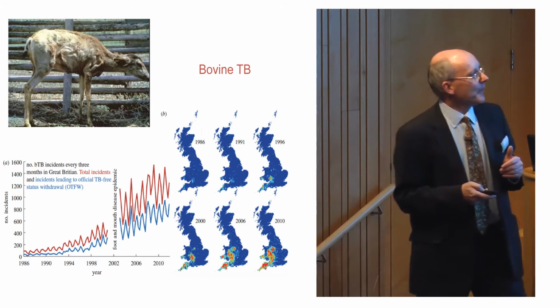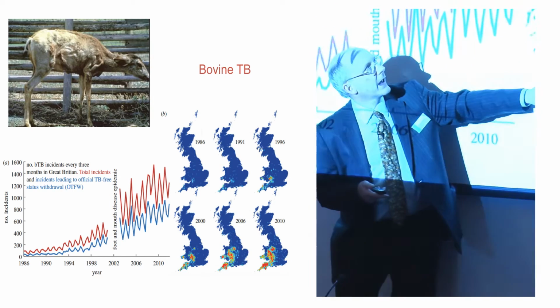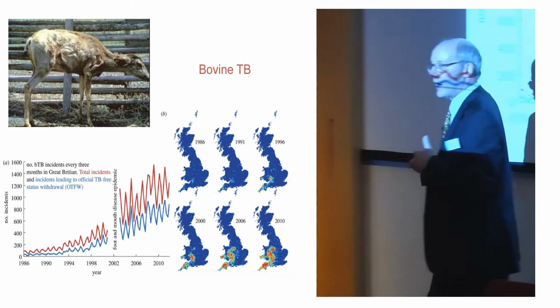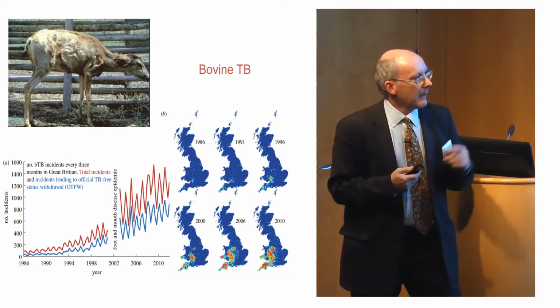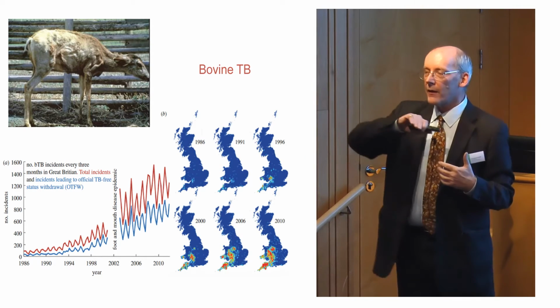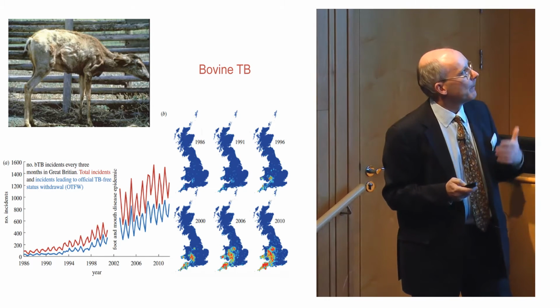So this is bovine TB, and actually I think this is the graph that shows what we're having to deal with. The hot colours are the spread of bovine TB through the UK. That goes up to 2010. It's declined very slightly. Well, the rate of increase has declined slightly, but it's still a very major problem.